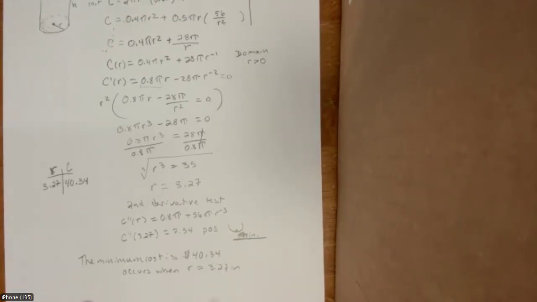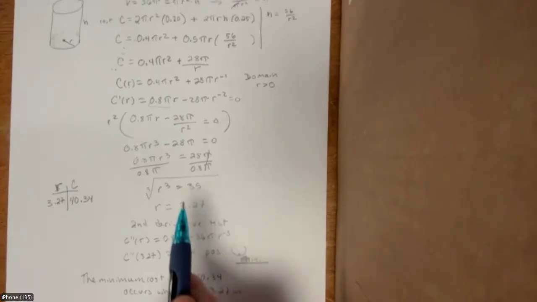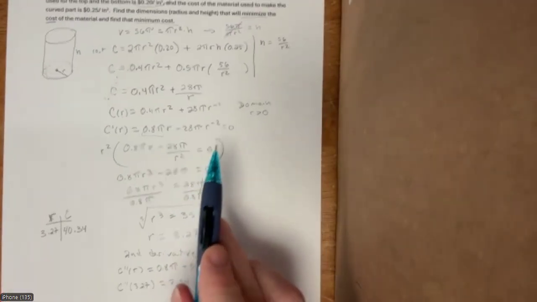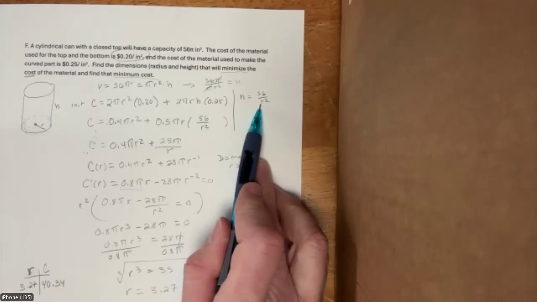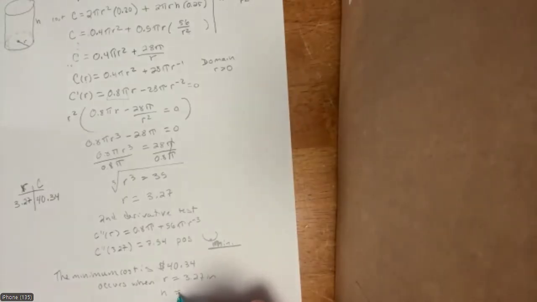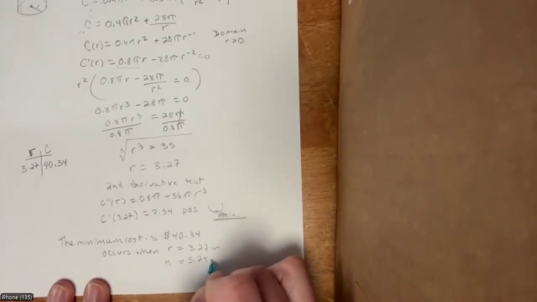And we also need the height. So how do we find the height? So we have an equation up here, simple one, where the height is 56 divided by the radius squared. So we plug in 3.27 there, and we find out that the height is 5.24 inches.